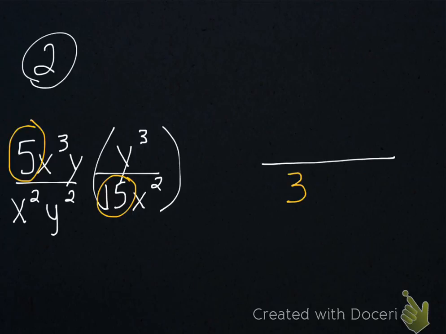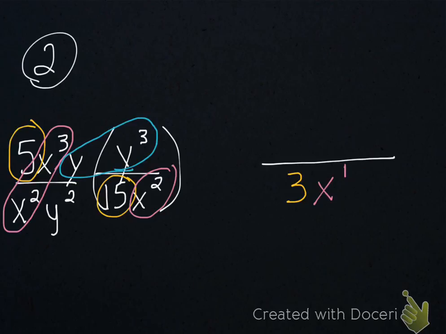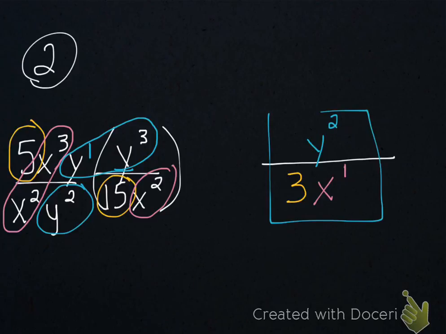Now look at the x's. I have 3 on top, 2 in the bottom, and then I have another 2 in the bottom. So 3 on top with 4 in the denominator. So the x is going to be in the denominator. 4 minus 3 is 1. Now let's look at the y's. I have 4 total. 1 plus 3 is 4 in the numerator and 2 in the denominator. So my y's are going to be in the numerator. 4 minus 2 is 2.